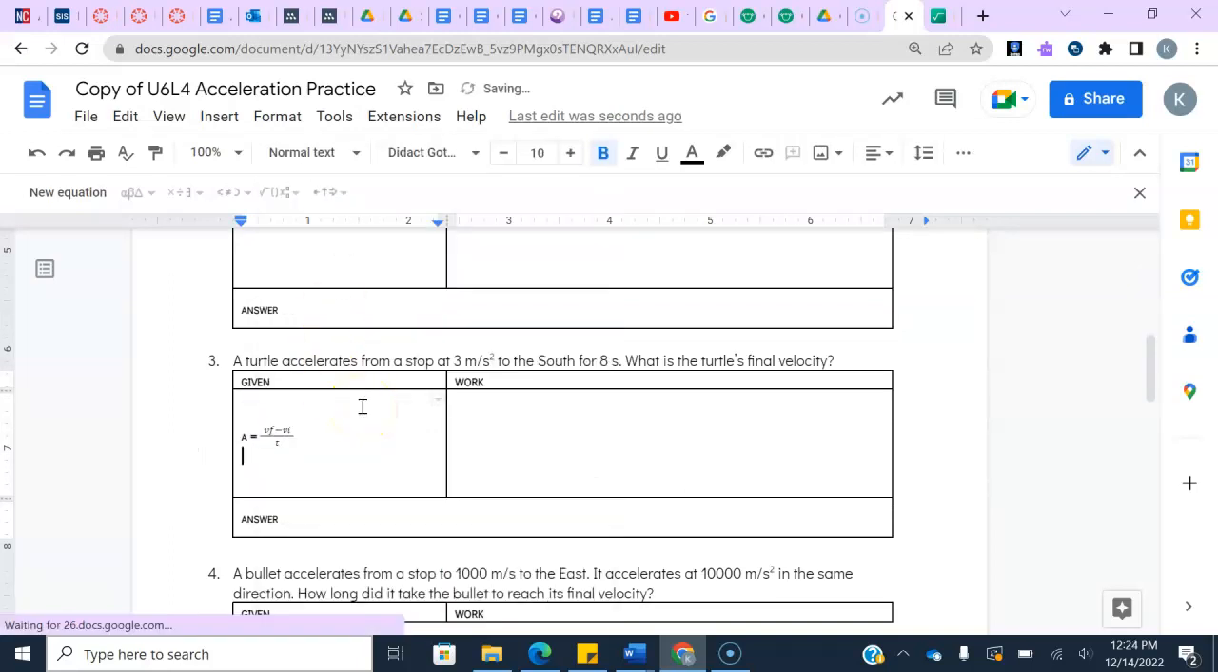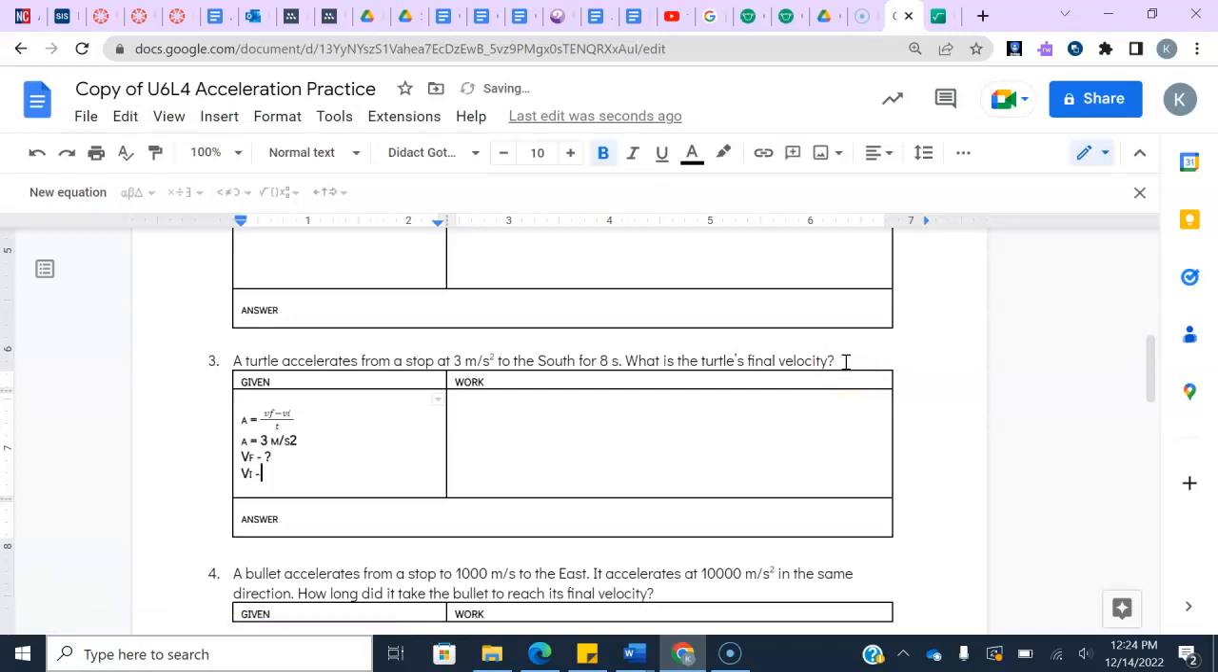Okay. So here we have a turtle. It's accelerating from a stop at 3 meters per second. Here it says it accelerates from a stop. Okay, now this 3 meters per second squared tells me that's my acceleration, because that is the unit for acceleration. So we have 3 meters per second squared. Okay, there's our acceleration. Our VF, we don't know the VF because the problem is saying what is the turtle's final velocity. So that's what we're solving for in this one.